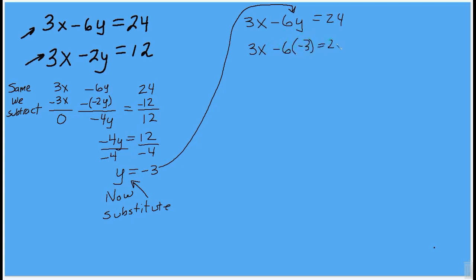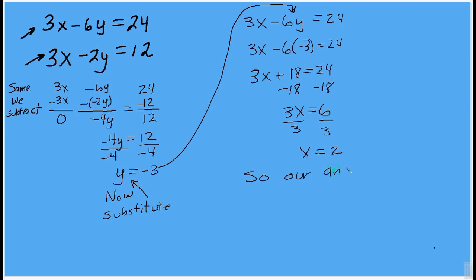And that equals 24. So negative 6 times negative 3 equals 18, so we get 3x plus 18, and that equals 24. Now we subtract 18 from both sides, and we get a new equation of 3x is equal to 6. Divide both sides by 3 to isolate the x, and we get x is equal to 2. So our answer is 2, negative 3.